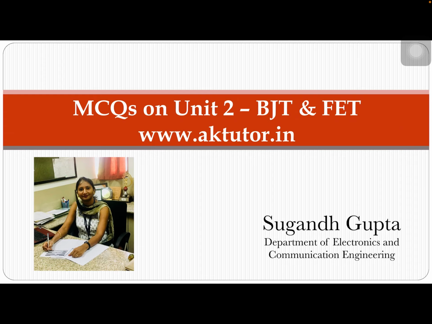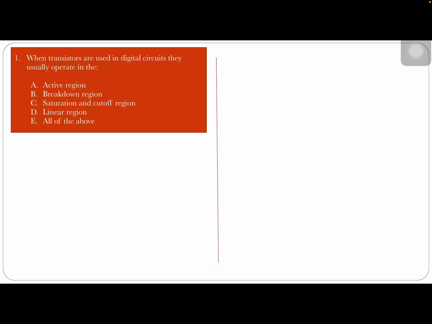These questions are from second unit, that is BJT and FET. So let us see the solution of each question with proper explanation. The first question is, when transistors are used in digital circuits, they usually operate in which of the regions? For this, we have to first recall the table that we discussed in the video lecture of biases.